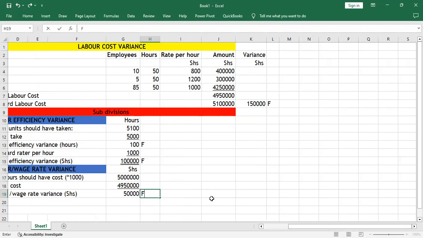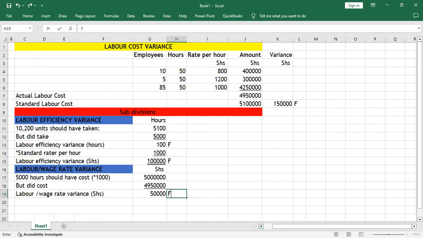This variance is favorable because they are spending less compared to what they should have incurred. The standard is 5 million, but they are incurring 4,950,000.